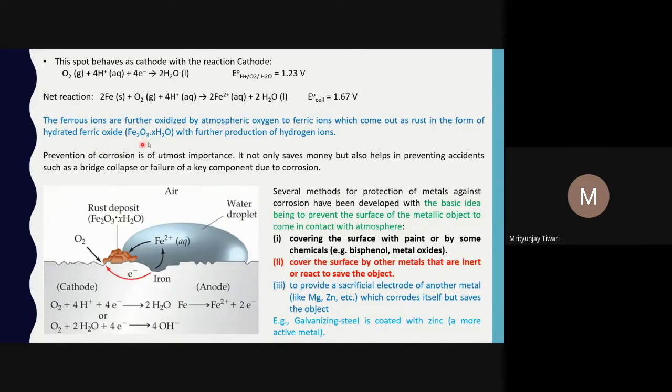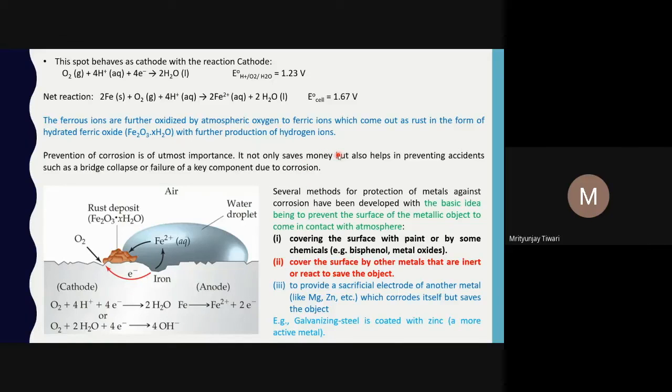The ferrous ions are further oxidized by atmospheric oxygen to ferric ions, which come out as rust in the form of hydrated ferric oxide, plus H2O molecules, with further production of hydrogen ions. Prevention: so what will happen, iron will rust, it will be destroyed, and so it is not a desirable thing. So what do we want?